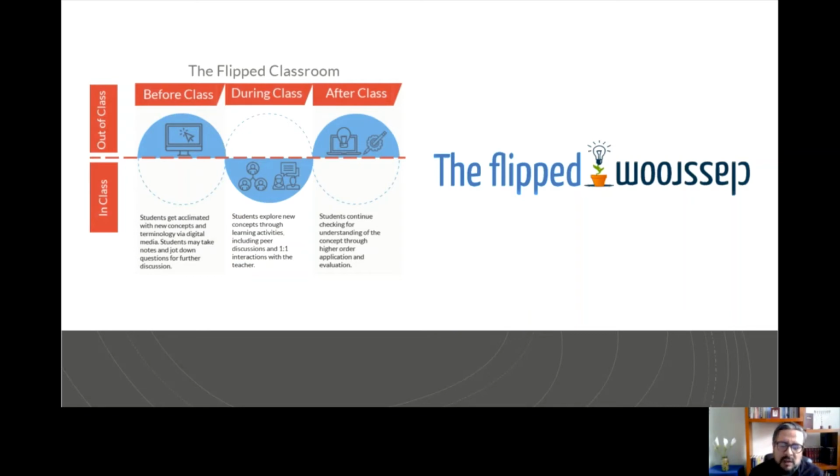And after class is when students, after that moment of interaction with the teacher, with you, continue checking for understanding of the concepts through higher order application and evaluation. So they have to consolidate knowledge. Okay, so those are the 3 moments. That's why it's flipped, because we don't focus on the class itself. So we provide 2 very important moments in which our students learn and consolidate very important key concepts.